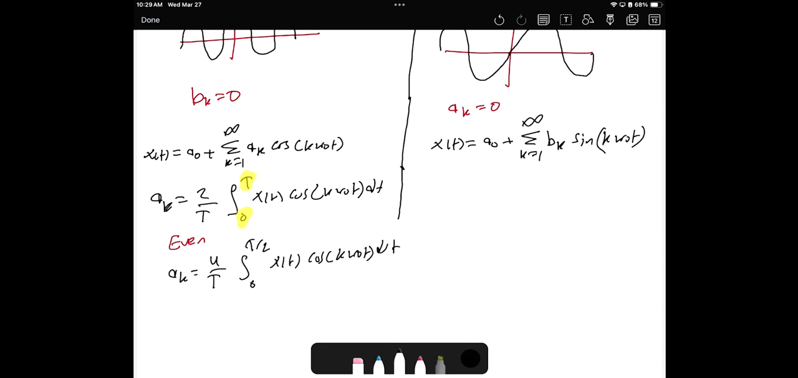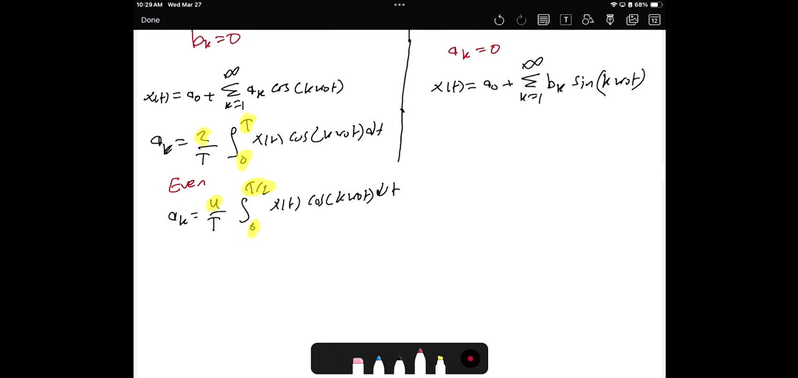What's the difference here? The integral will now be from 0 to T over 2, and we reduce the integral. We will do the integral only for the first half, not the full period. So if you assume that this is, for example, a cosine, we will do the integral, for example, in this part. We will not take the other parts, from 0 to T over 2. Basically, we will take the first half and multiply by 2.